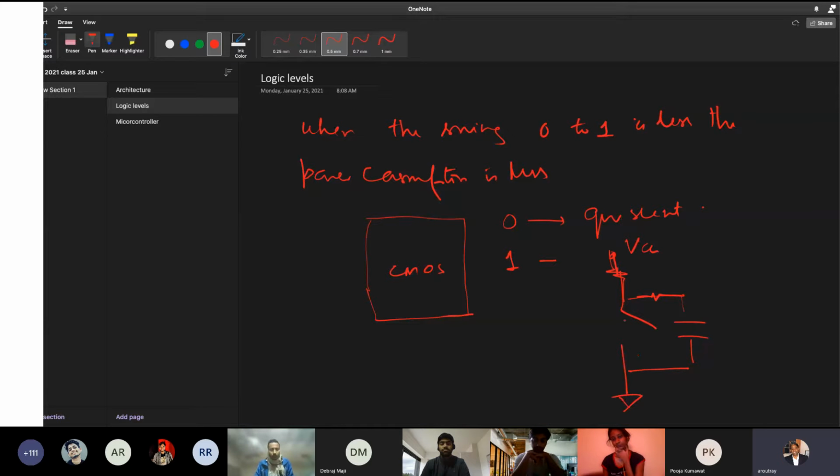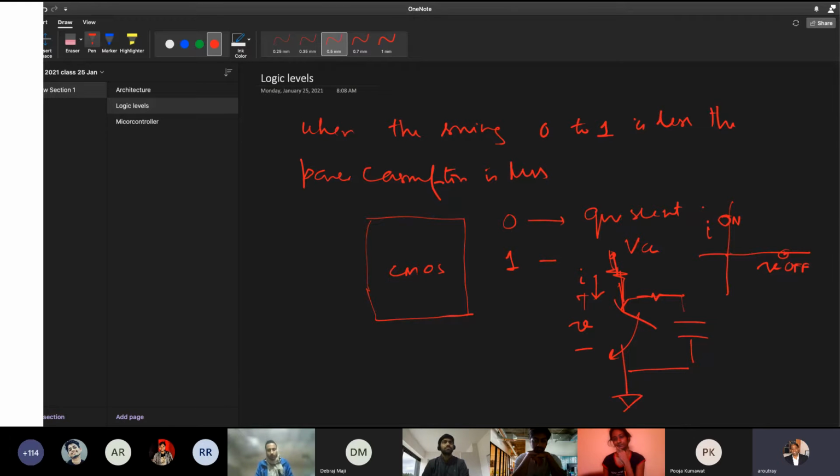Whenever you switch on, a lot of current will flow here. This is your power consumption. V is the voltage across the switch, and I is the current through the switch. If you put it in the VI diagram, in the on state, voltage is almost zero and current is something. That is the on state here. In the off state, the voltage across it is high.